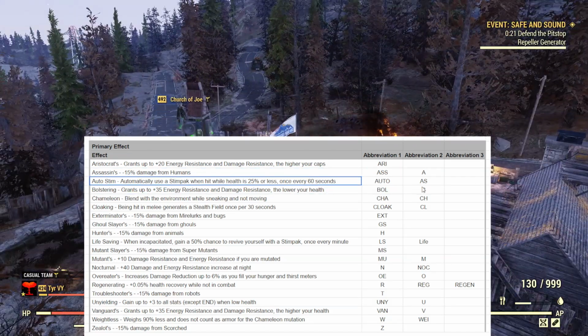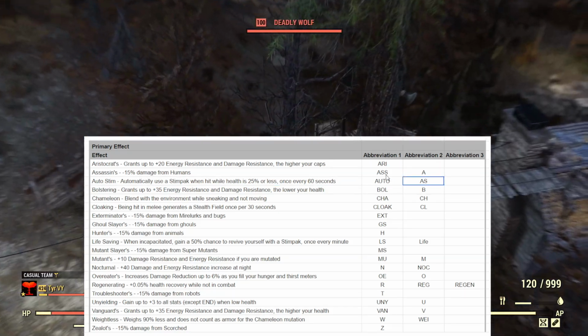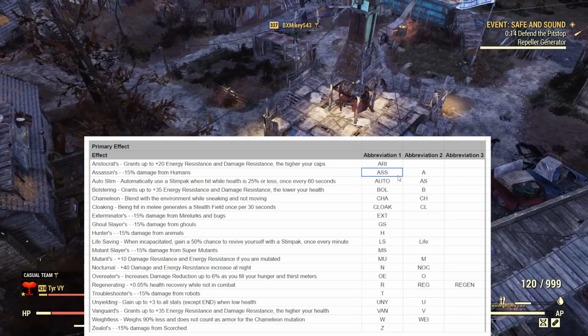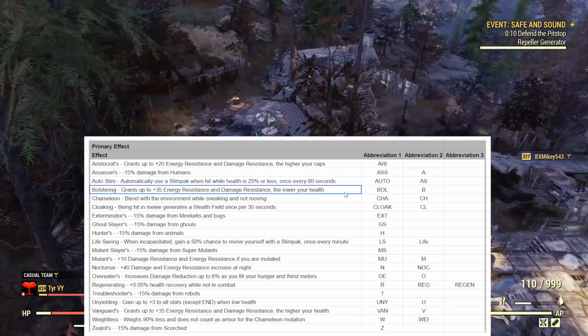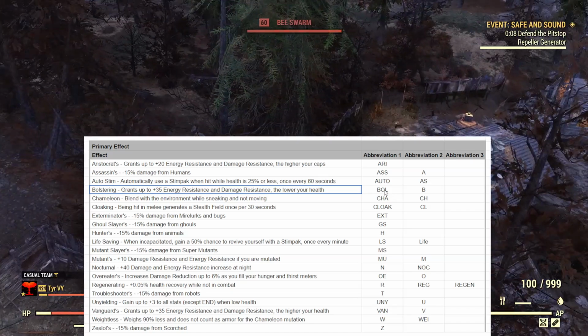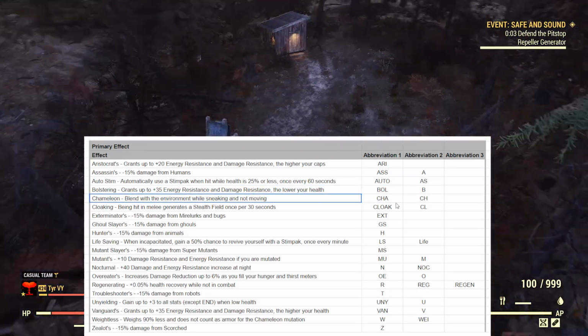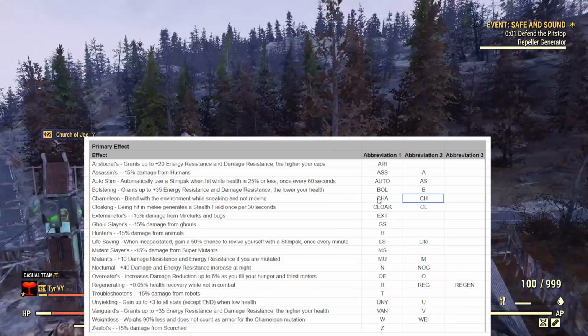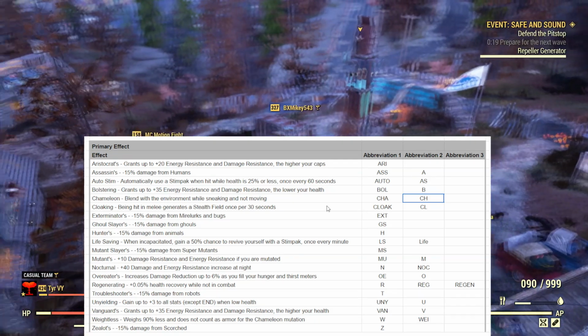We've got auto stim. This is pretty much always referred to as AS for auto stim, not to be confused with AS for assassins. If people do confuse those two, just go with auto. Bolstering, this is pretty much always referred to as bol, but just B works just fine. Chameleon, always refer to that as CH or CHA, both work just fine. CH is a bit quicker though.